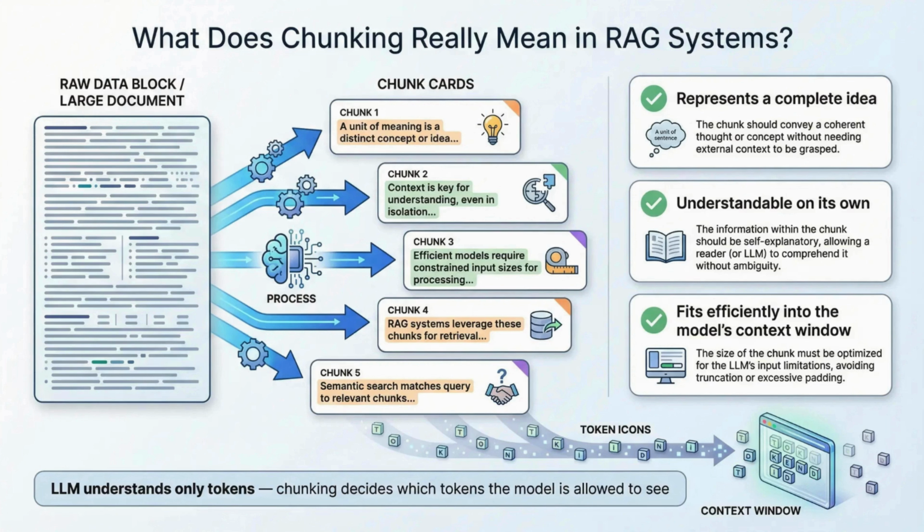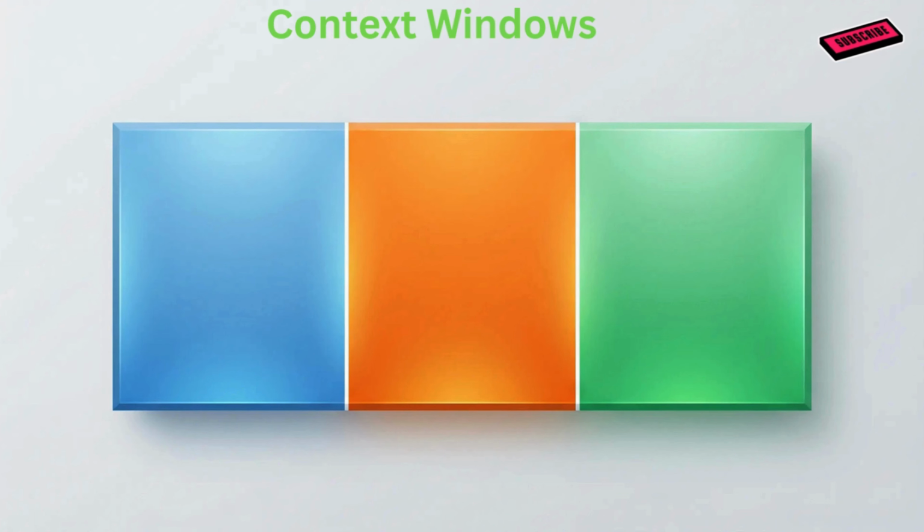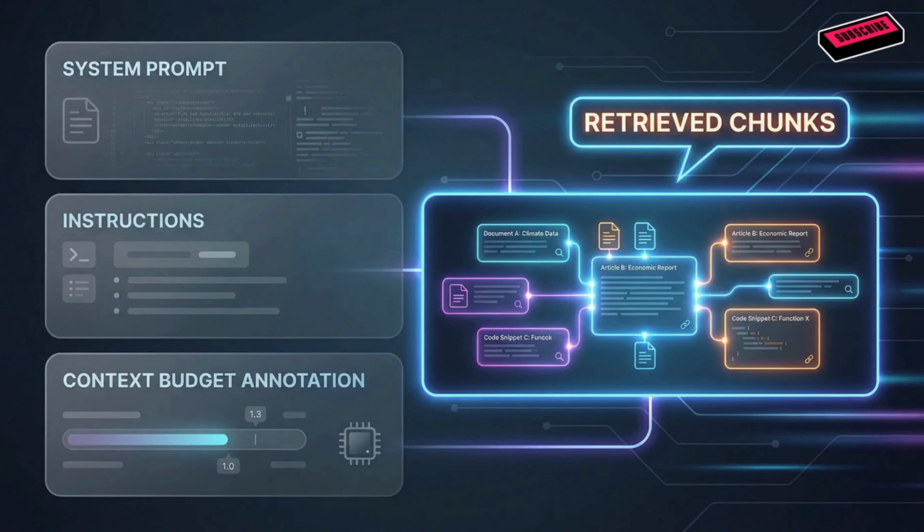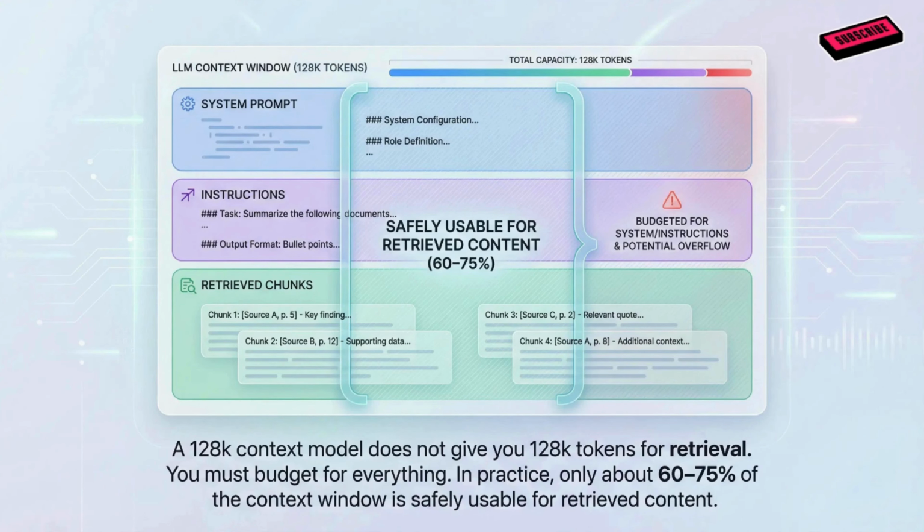Once we understand what a chunk represents, the next question becomes how much of that information the model can actually see at once. And that brings us to the context window. A context window is the total number of tokens the model can process in a single request. This includes the system prompt, instructions, retrieved chunks, and the model's own generated output. This means that a 120K context model doesn't give you 120K tokens for retrieval. You must budget for everything. In practice, only about 60 to 75% of the context window is safely usable for retrieved content.